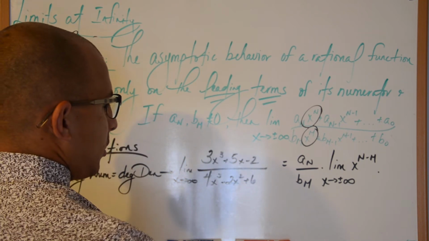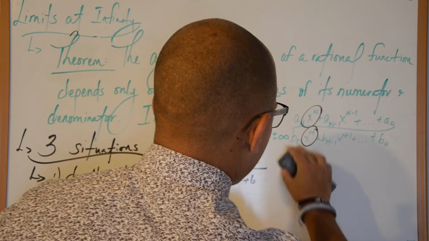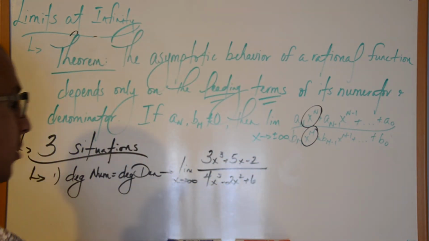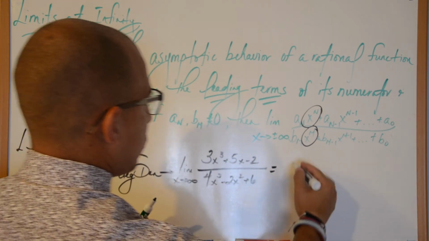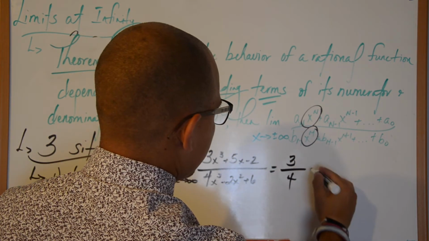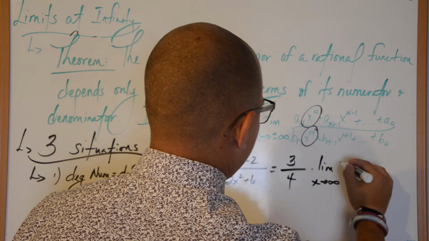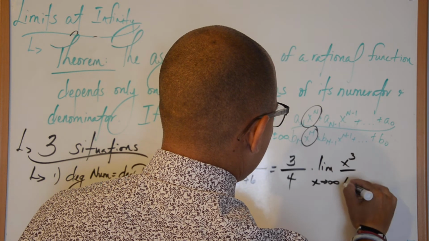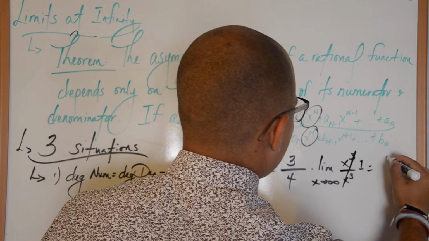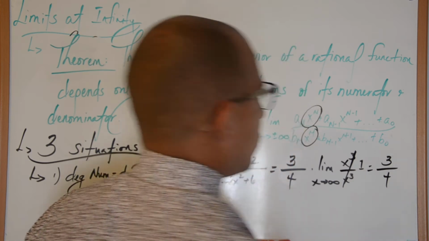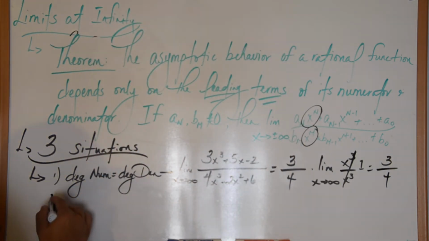And then we'd have just the coefficients here. So let me erase this piece, since you should have jotted that in your notes by now. But using this theorem above, we have the ratio of leading terms times the limit as x approaches infinity of x cubed over x cubed, which is really just 1, and 3/4 times 1 is 3/4. Voila. Scenario 1.